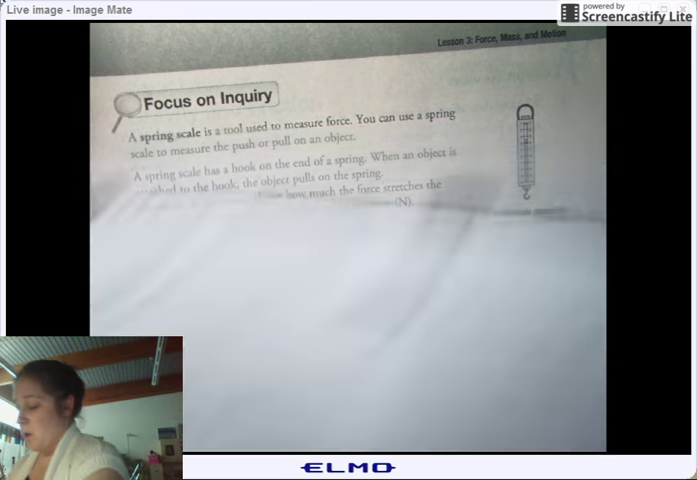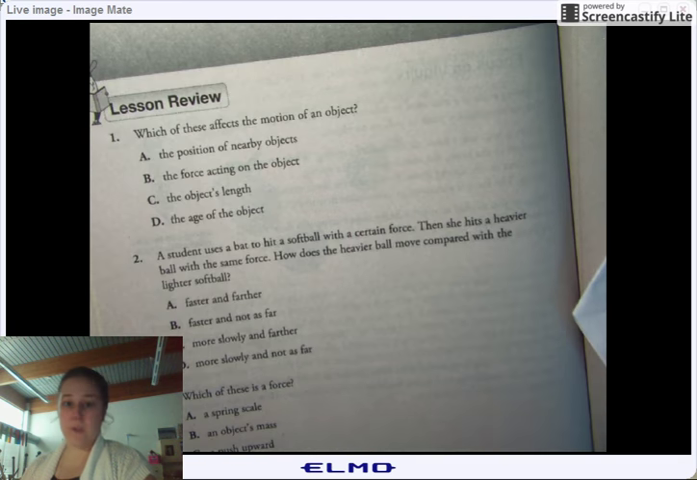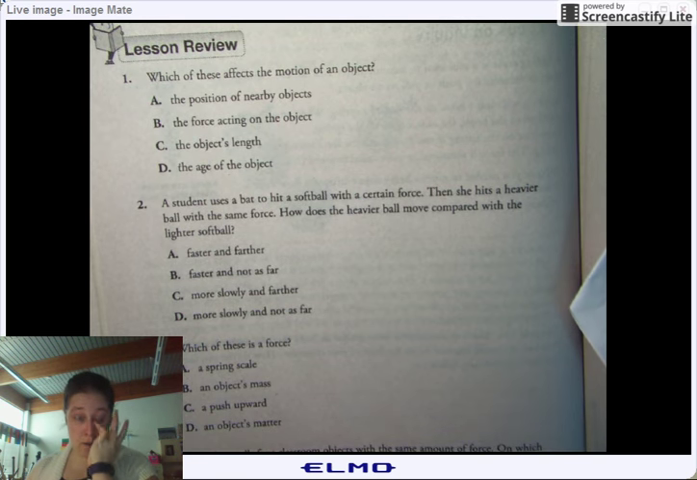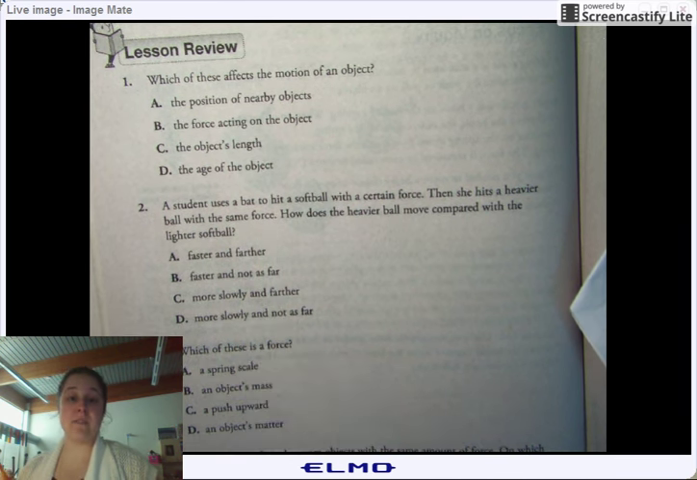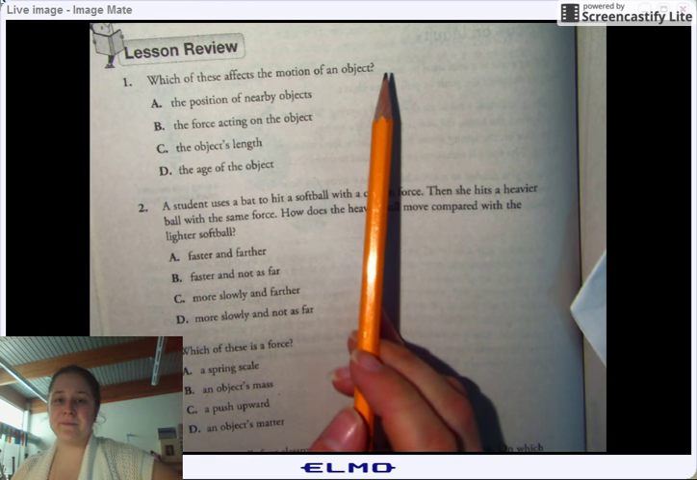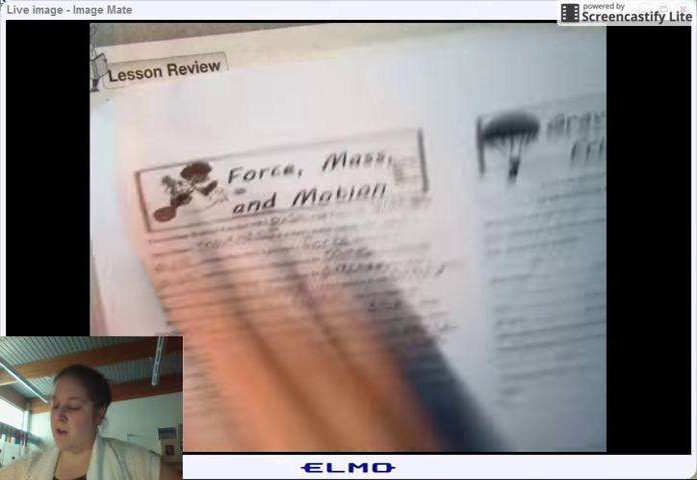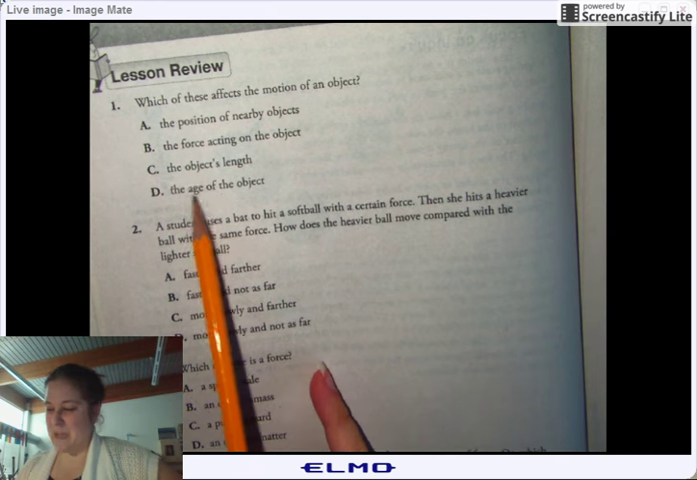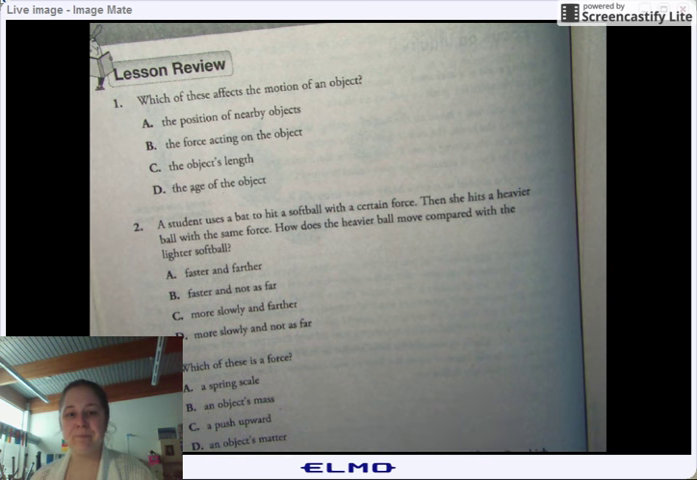Okay? Now, we're going to look down here and do our questions down here. Which of these affects the motion of an object? A, the position of nearby objects. B, the force acting on the object. C, the object's length. Or D, the age of an object. Think about what this whole chapter was called. The whole chapter is called Force, Mass, and Motion. So I'm going to tell you right now, you could probably rule out D, because what does age really have to do with anything? So think about it. Choose the answer.